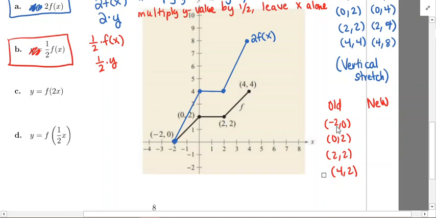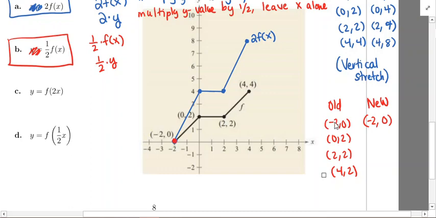Starting with the point negative 2, 0, which is right here. The x coordinate is going to stay the same, and then we've got to take the 0 and multiply it by 1/2. 0 times 1/2 is 0. So again, this point stays the same.